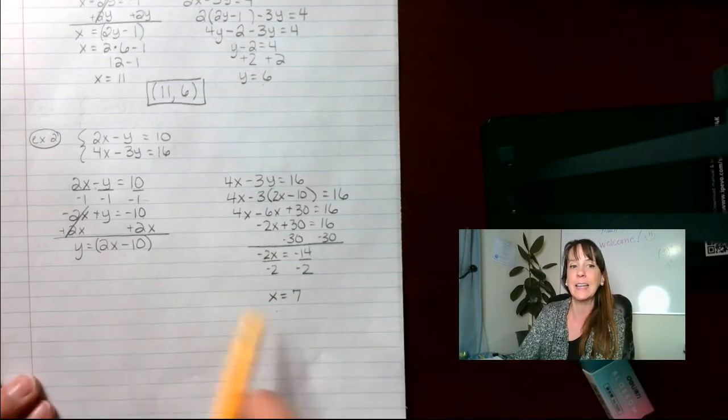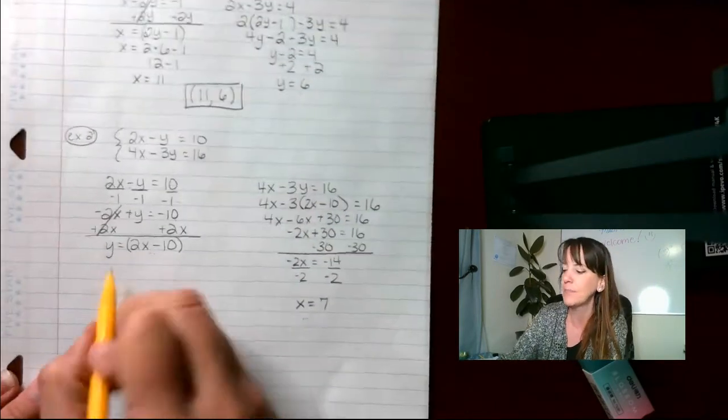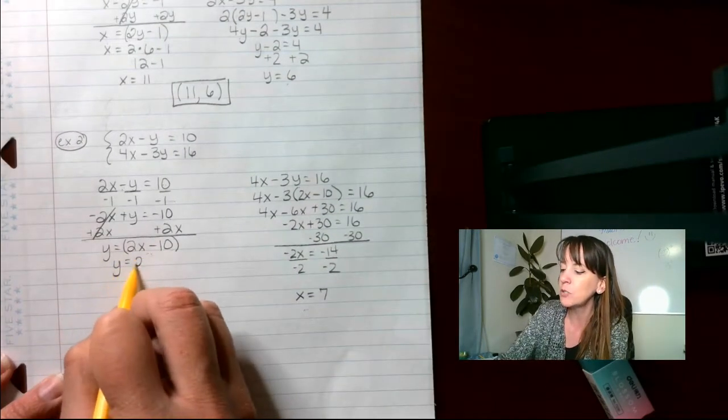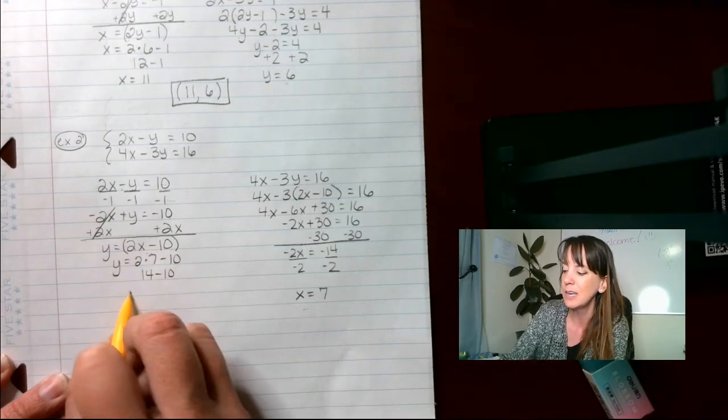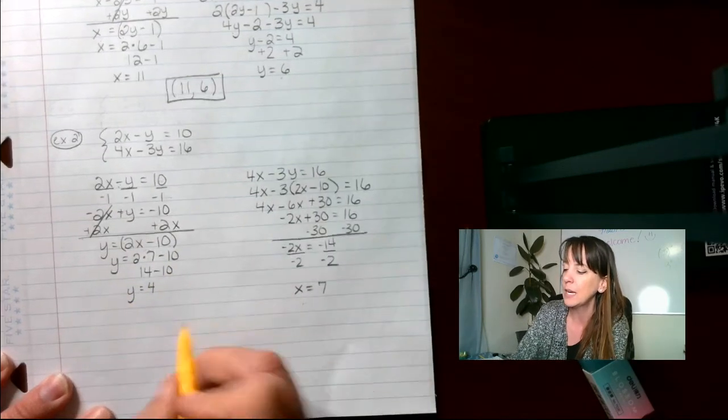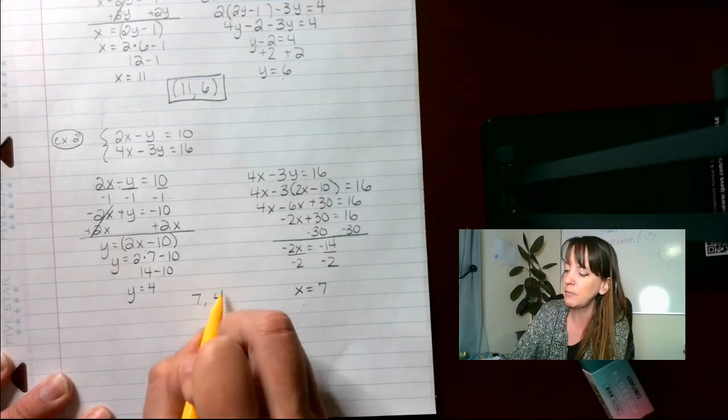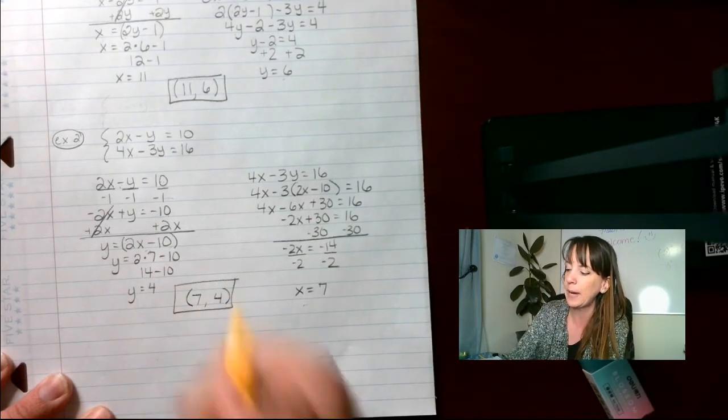Now that I have x, I can come right back over here and plug that in. So y equals 2 times 7 minus 10. So it's 14 minus 10, which means y equals 4. My answer here then is 7 comma 4 as an ordered pair.